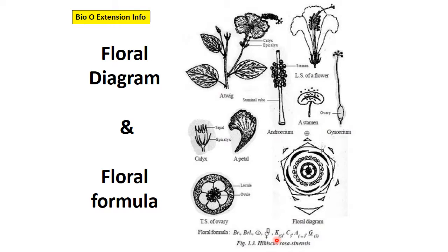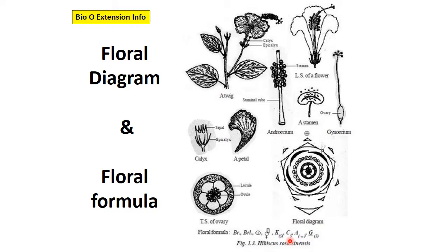K stands for calyx. Calyx is actually spelled CALYX, but because of the K sound, K is used to represent the calyx. That means the number of sepals present. So if you see the 5 here, that means 5 sepals are present.